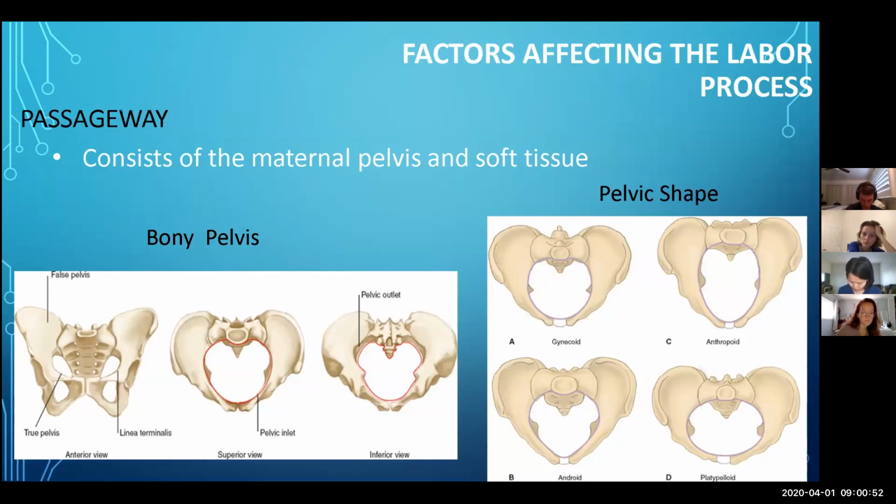If you take a look at the picture on the right side of the slide and use your chat, go ahead and guess which of these pelvic shapes would be most conducive or most favorable for a vaginal birth. Everyone's saying C, so gynecoid or anthropoid. So gynecoid would be our number one. Your anthropoid, I would give you credit for because that's our runner up as far as favorability related to vaginal birth.